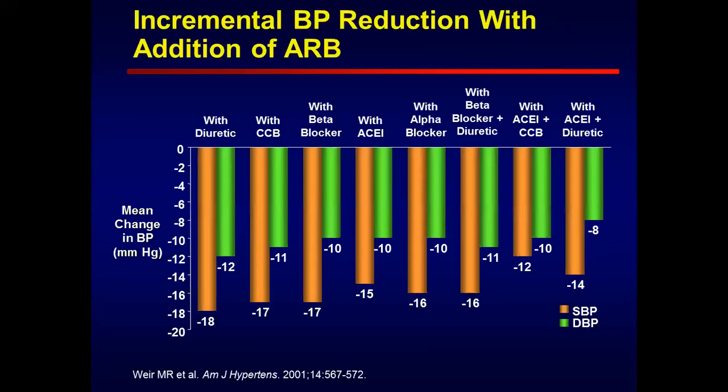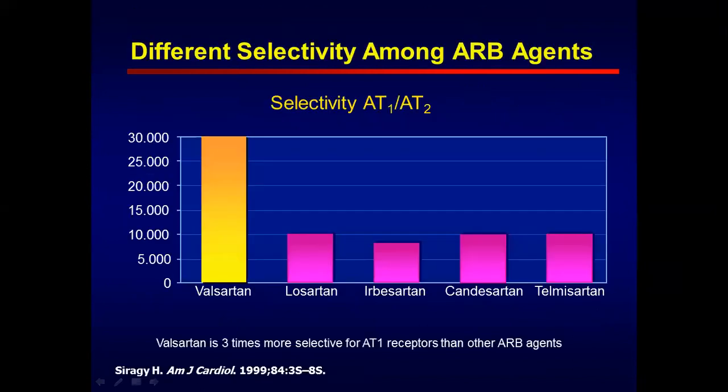Now the question is, did we find the ideal antihypertensive? Actually, if you look at the different classes of antihypertensive treatment, you will find that the efficacy is almost the same, but the efficacy increases with combination therapy. But if you look at the angiotensin receptor blockers, they have different affinities towards angiotensin 1 more than angiotensin 2. The higher the affinity towards angiotensin 1, the higher the efficacy in reducing the blood pressure.